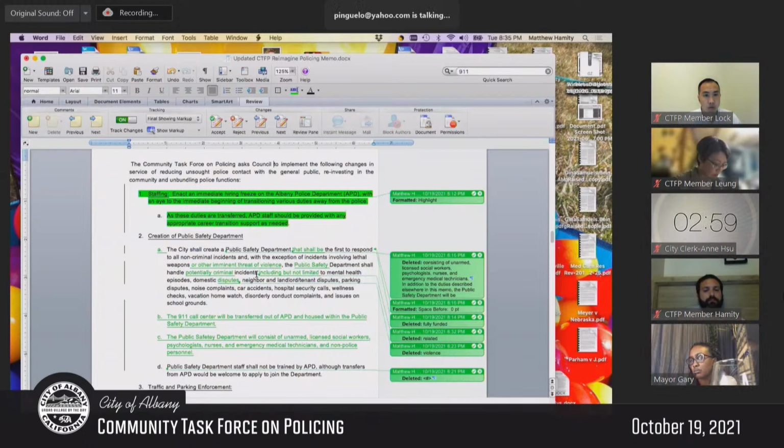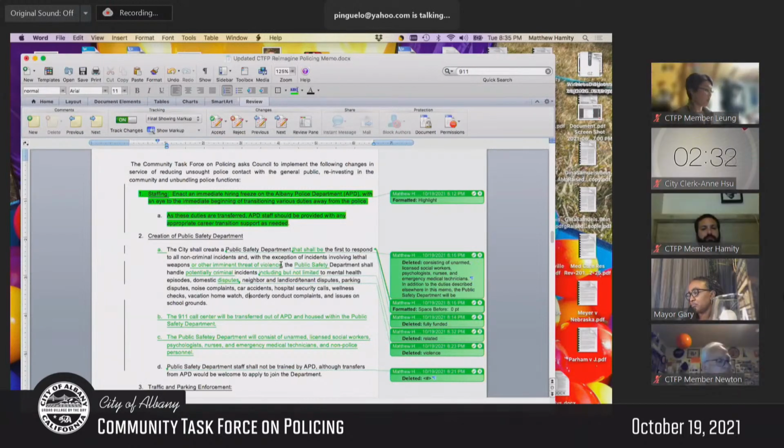Hi, good evening, Madam Mayor and Policing Task Force. This is Jeremiah. So basically we want to transfer the 911 calls away from the police department. I'm not sure that's 100% good idea. What if there's a fire and now there's a delay? Who's going to be getting those 911 calls in case it's a real emergency? Also, situations, domestic violence, neighborhood public safety department would be great.